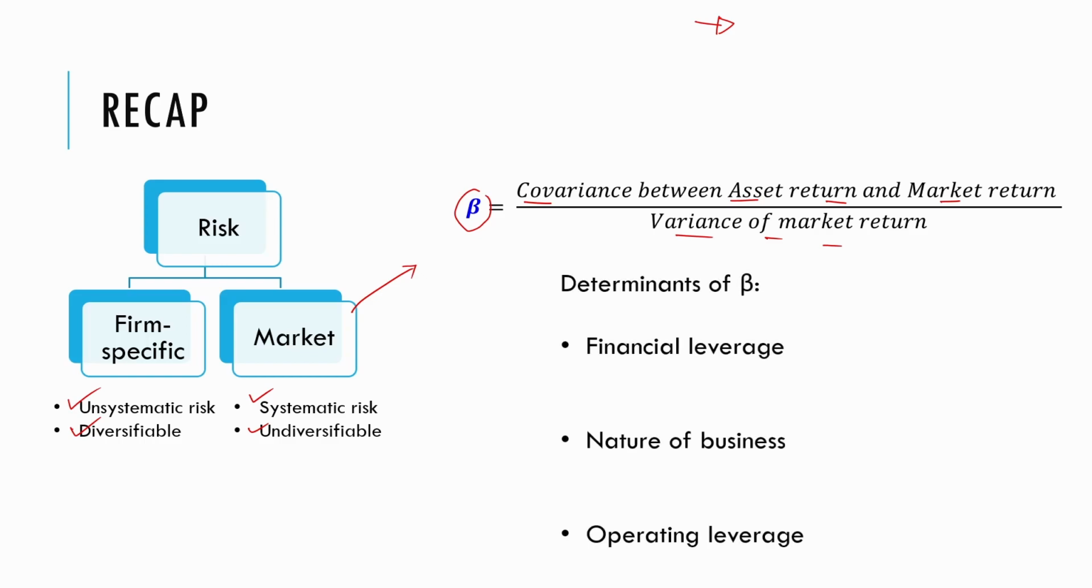Now let me tell you another thing, the determinants of beta. Suppose a firm has a high beta or a low beta, then what are the underlying reasons? Basically there are three reasons. The first one is financial leverage. What is financial leverage? It is the ratio of debt to equity.